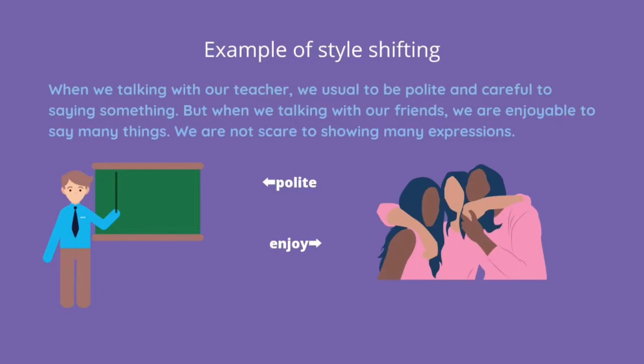Example of style shifting. When we are talking with our teacher, we usually try to be polite and careful in saying something. But when we are talking with our friends, we are relaxed and say many things. We are not scared to show many expressions.